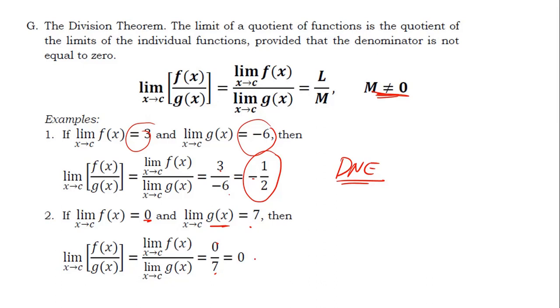So 0 divided by any real number is always equal to 0, except for 0 also, because 0 over 0 is indeterminate.